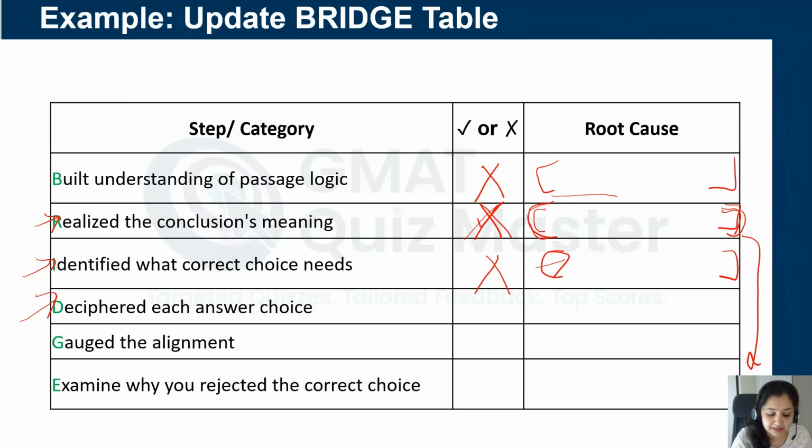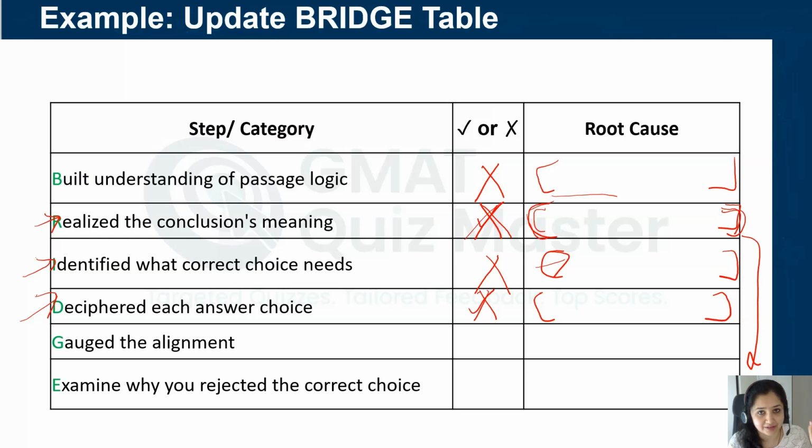If you did, mark a tick here. Otherwise, if you misunderstood it for any reason, mark a cross here and mention the reason here. It may be because you were not reading properly. It may be because maybe you were not focusing on what kind of activities have been discussed. You were rushing through it. You assumed that this is what choice C is saying.